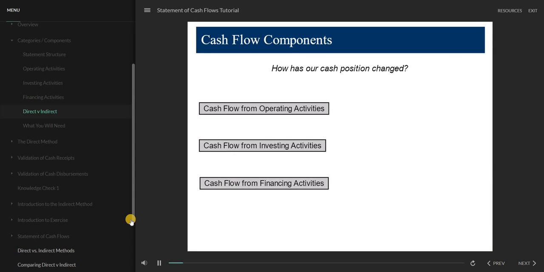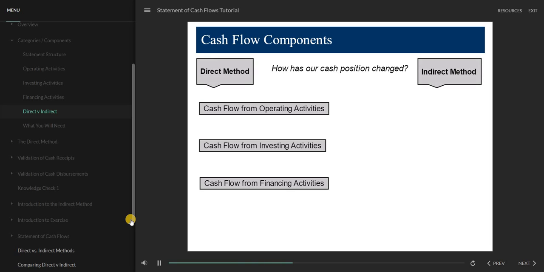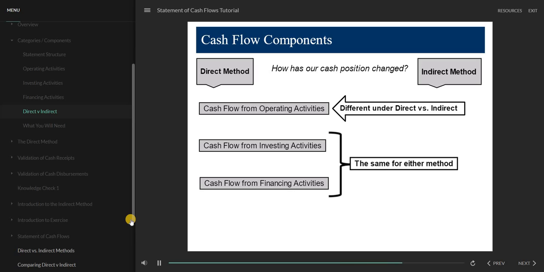Although the statement of cash flows always reflects these three types of activities, there are two different methods used in preparing this financial statement: the indirect method or the direct method. The only difference between the direct method and the indirect method is in how we derive our cash flow from operating activities. Both the cash flow from investing activities and the cash flow from financing activities are prepared the same way using either method.